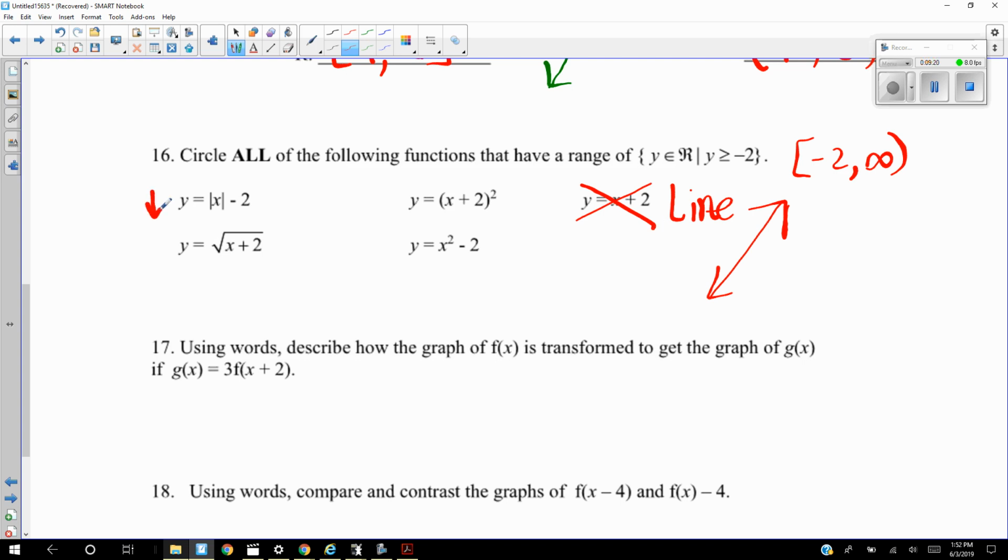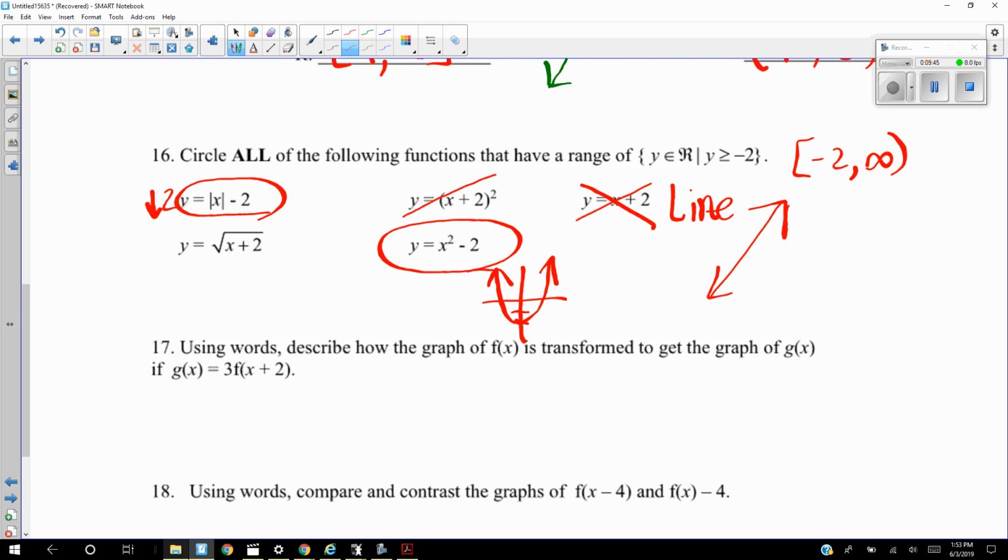Well, this one here has a -2 on the outside. So if you think about it, this vertex has been shifted down 2 units. And then same thing with this quadratic. -2 on the outside, it's going to shift it down 2 units. And it would be everything greater than -2. So that's why its range is greater than -2.